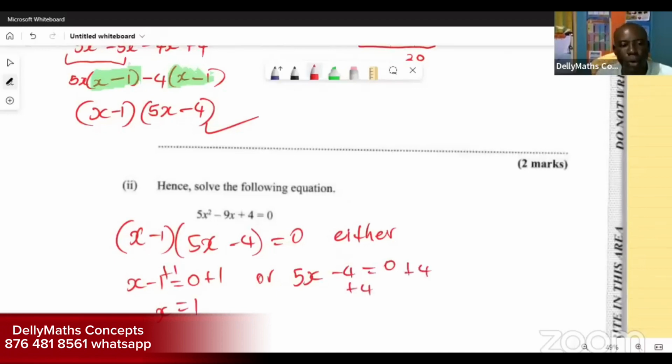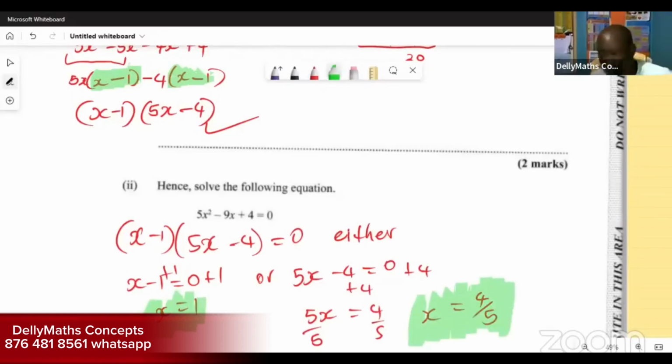So we're adding 4 to both sides. 5x is equal to 4. Divide by 5, then x is equal to 4/5. So there it is, I have my two solutions. x is equal to 1 and x is equal to 4/5. All right, for those.